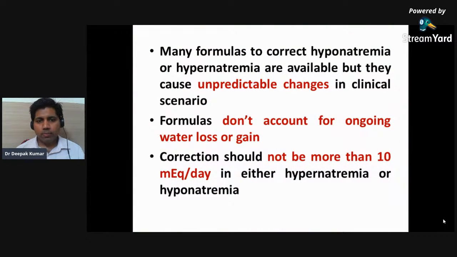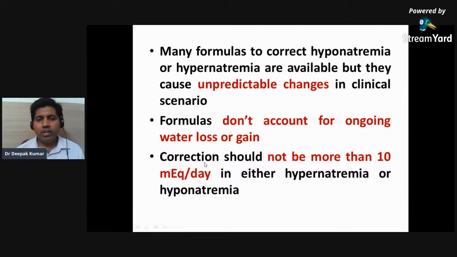As it was earlier told to you in part 1, just a few points to reiterate. So many formulas are there to correct hyponatremia, hypernatremia. Now, if you find literature, you'll find many, but all of them, when you're using them in clinical scenarios, will produce unpredictable changes. And the formulas assume a lot as constant, which is not true in clinical scenarios. So one of the things that they don't account for is ongoing water loss or gain. Correction should not be more than 10 milliequivalents per day, either in case of hypernatremia or hyponatremia.